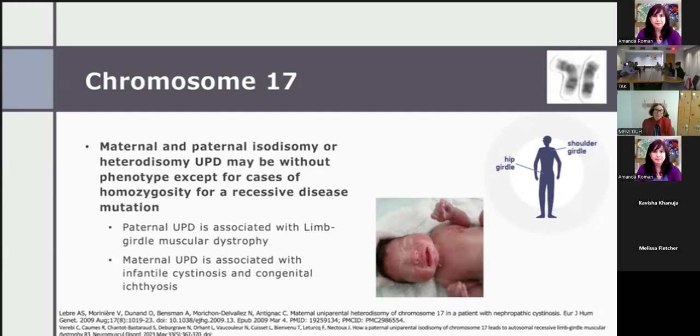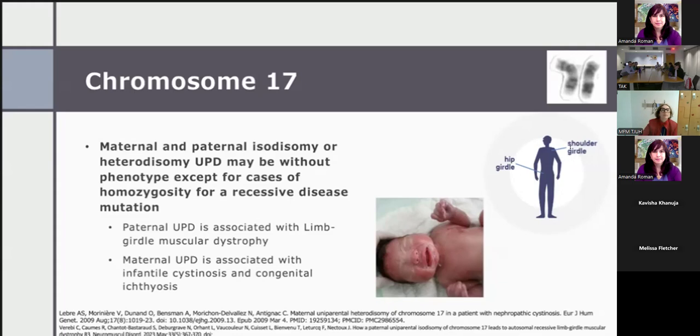So there have been several cases of uniparental disomy of chromosome 17 reported in the literature. Paternal UPD has been associated with limb-girdle muscular dystrophy, which is an autosomal recessive inherited disease associated with a specific gene known as the alpha sarcoglycan gene. This disease is characterized by progressive muscle weakness and wasting, primarily affecting the pelvis and the shoulder girdles.